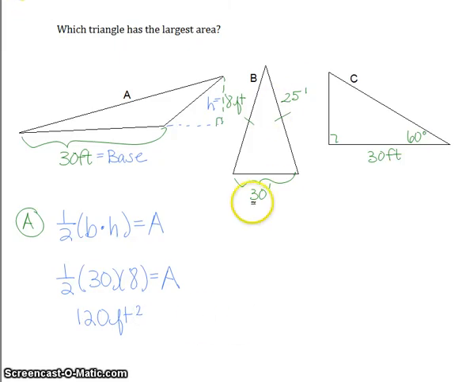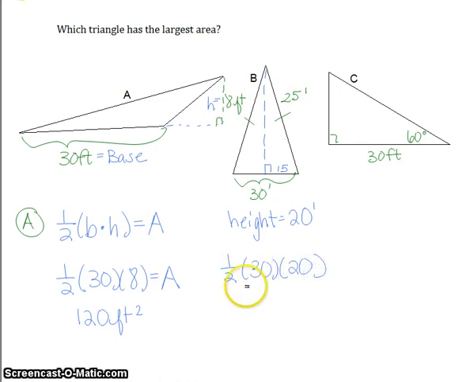Now we've got triangle B. We need to draw in our height. Now, because it's isosceles, that's going to break the base into half, so 15. And conveniently enough, it's actually a triple, and if you forgot your triples, there's always the Pythagorean theorem. So our height, when we do that, will be 20 feet. So same formula, half base times height. Already this is looking bigger. So we end up with 300 feet squared. Okay, and that is triangle B.